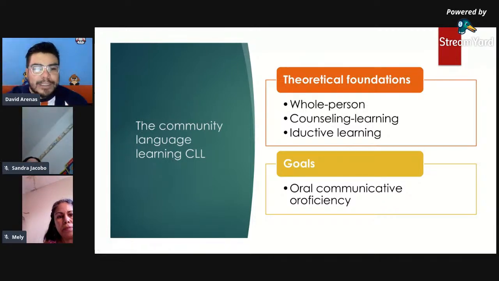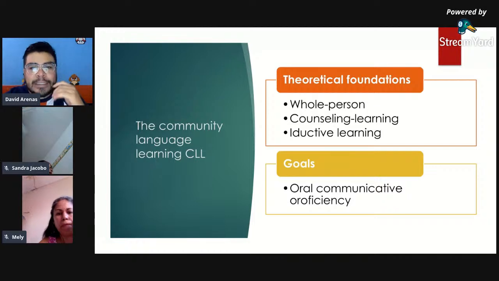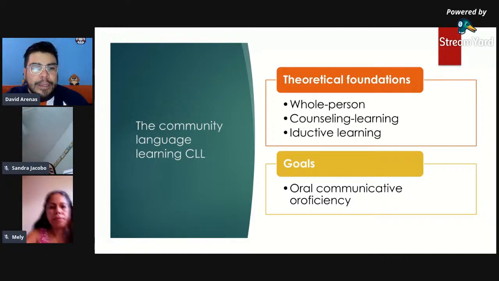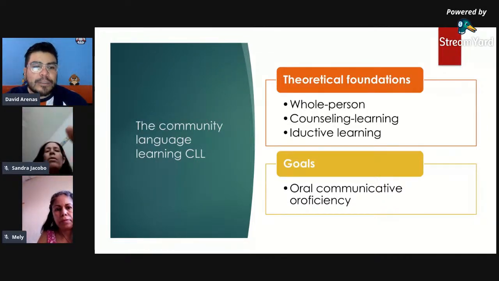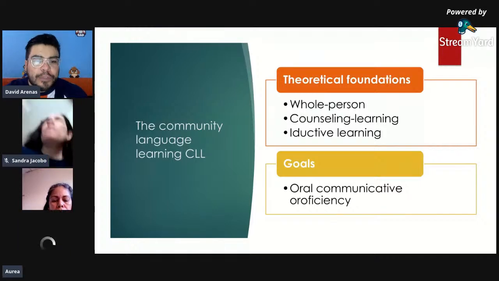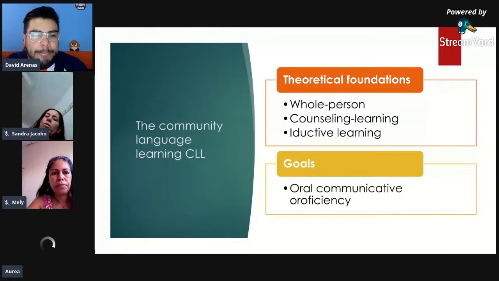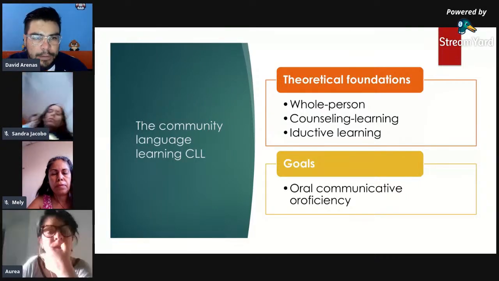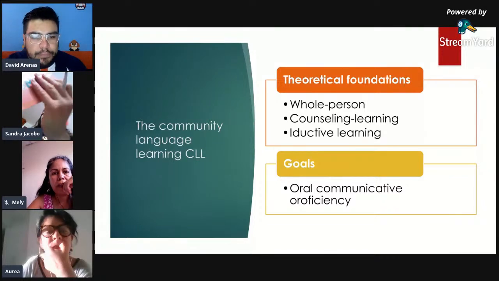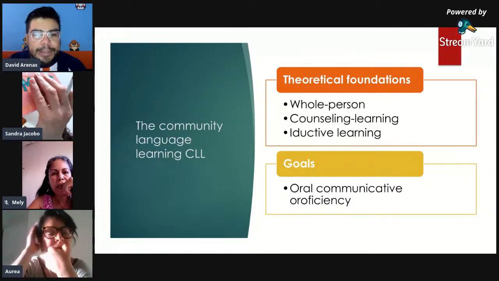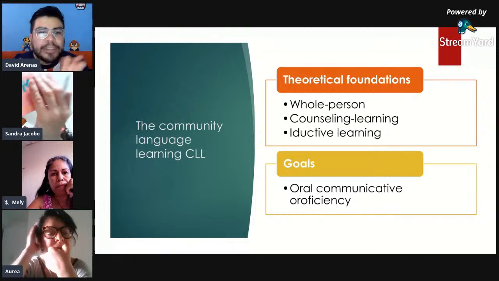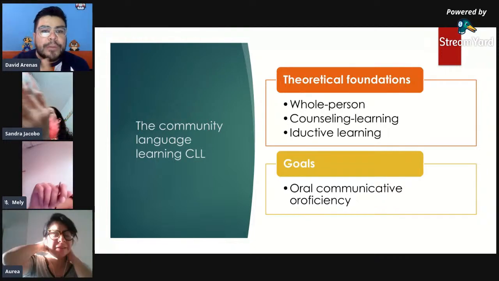Before we start with the presentation and with all this information about community language learning and the TPR, those are the two methods for today. Hello, Aurea. I want us to have a small conversation about those methods.